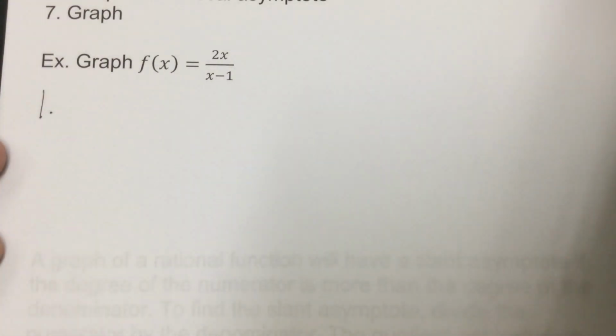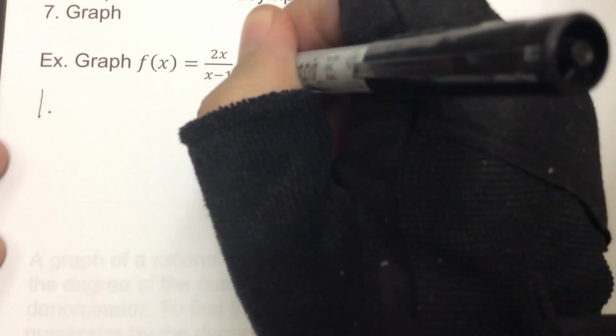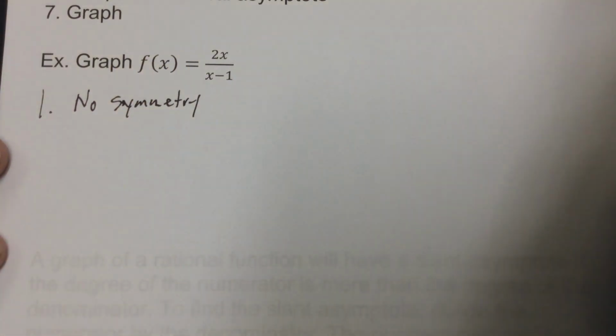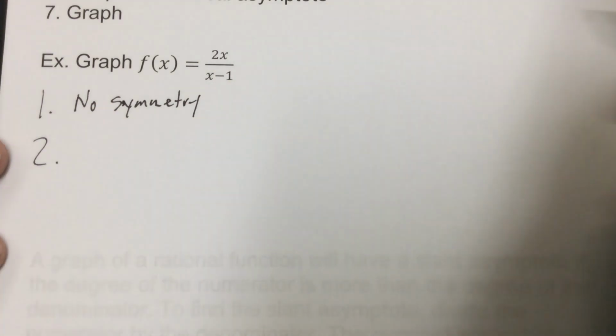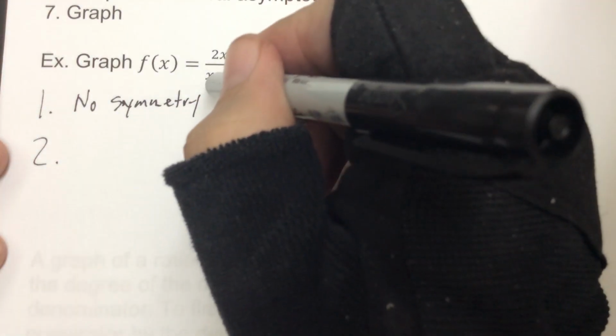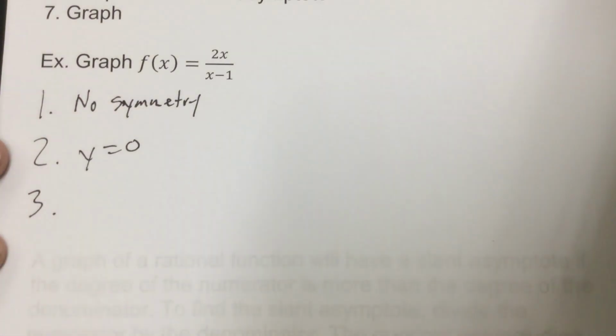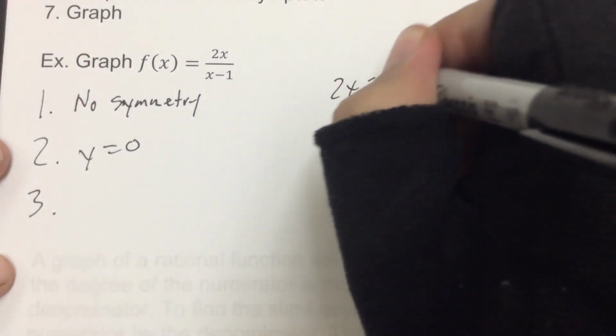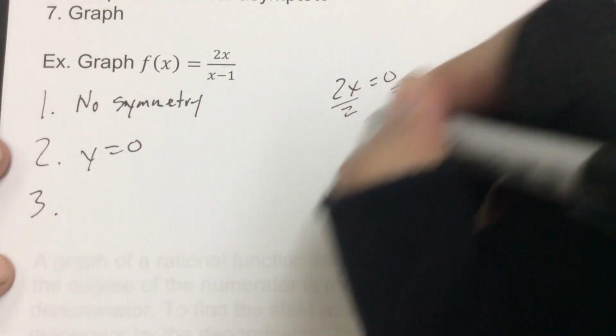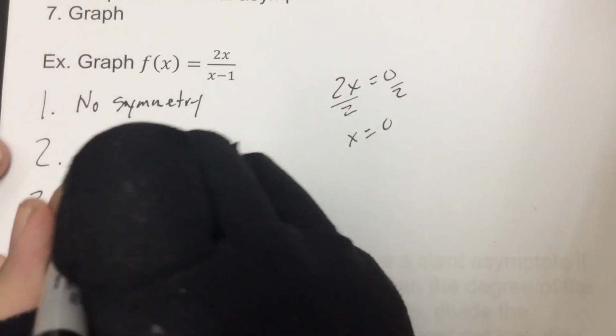So starting off, symmetry. If I put a negative in, this would change. This would change. This one would stay the same. So no symmetry. Okay. Number 2. If I put 0 in here, 0 over 0 minus 1 would be 0 over negative 1, which is just 0. So y equals 0. 3. I'm going to set 2x equal to 0. So I divide by 2. X equals 0. So that's going to be my x-intercept.